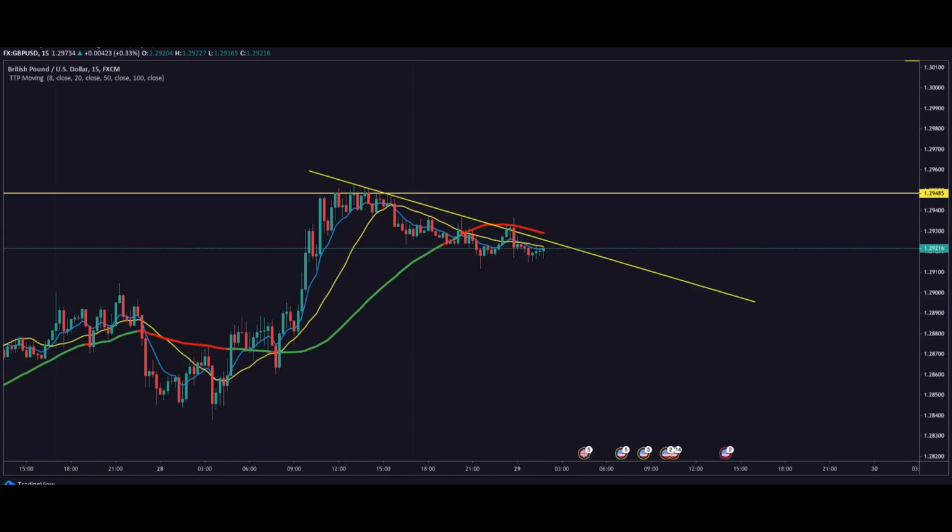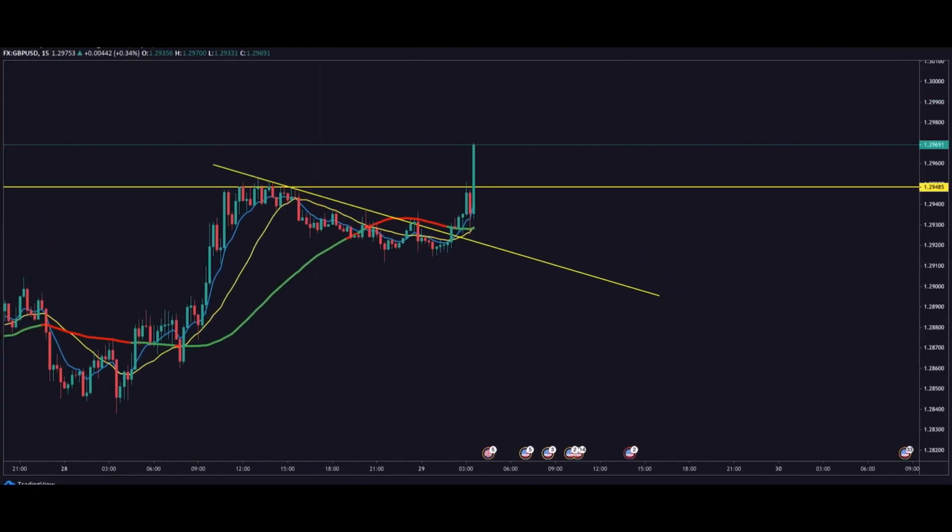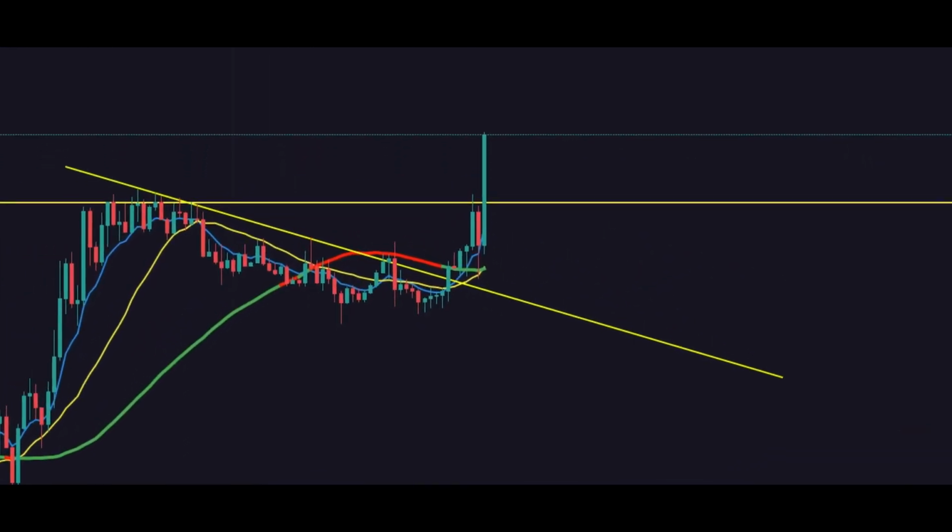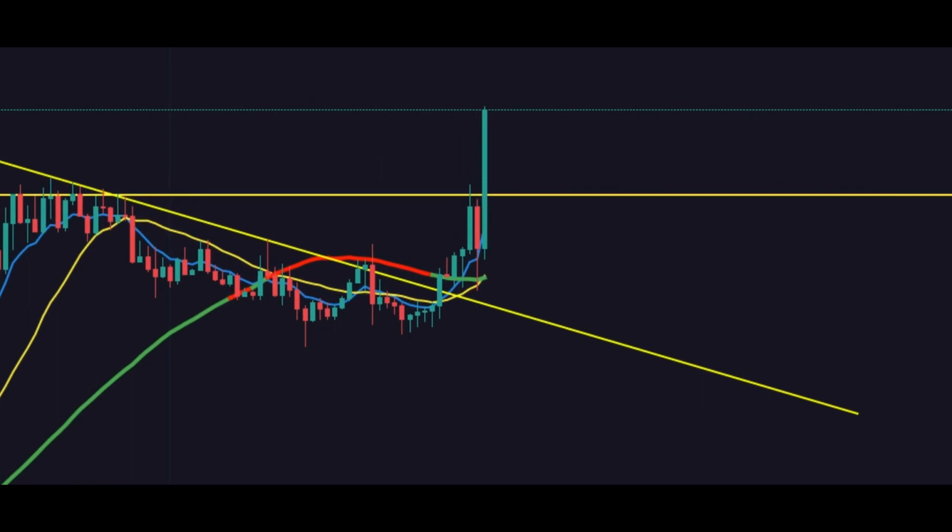So this is what we ended up with. It was a beautiful break and retest of the 50. You can see it broke the trend line. It climbed the 50. It retested the 50. Broke out again and tested it again. Pushed up again all the way to the top zone and came back and tested it again. And look at this time.